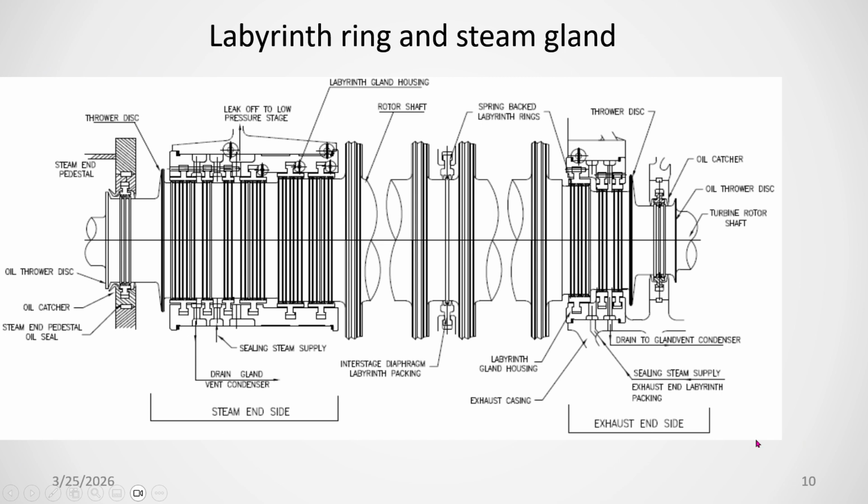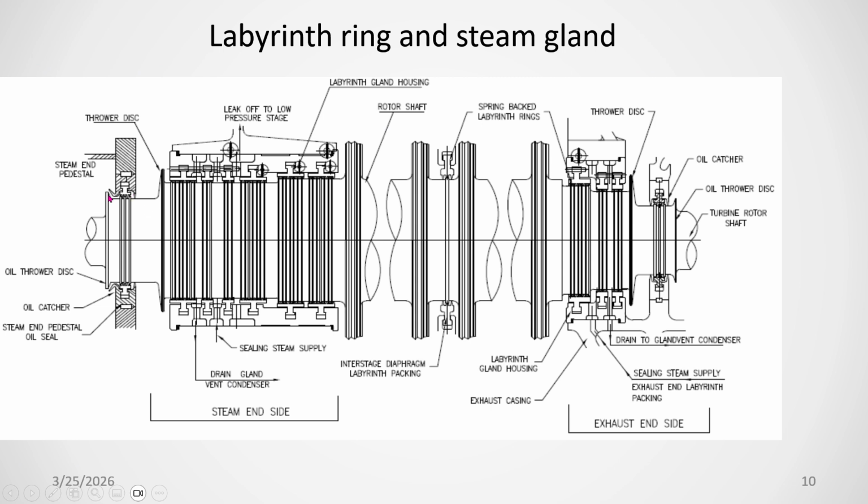Similarly, this is the high pressure side, and on the low pressure side also, you see the sealing steam supply is here. Here it is going to drain, and from here it is going to vent. And this one is the lube oil side, so that no oil should come to the steam side.